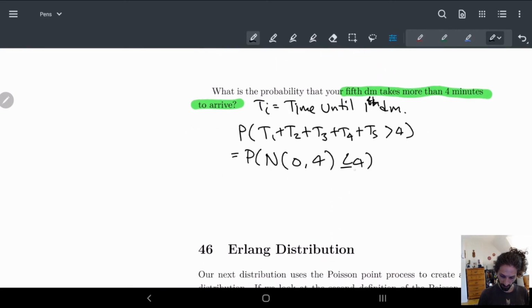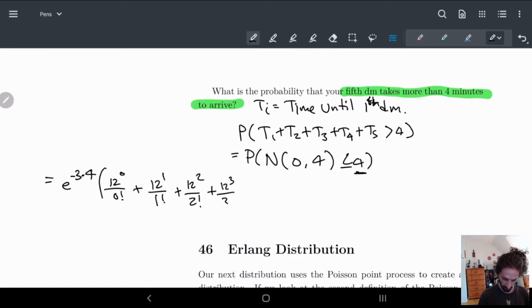So this 4 here is basically telling me, I'll do it here. We have e to the -3 times 4, and then we have to do this 4 times. So 3 times 4 is 12. So we get 12 to the 0 over 0 factorial, plus 12 to the 1 over 1 factorial, plus 12 to the 2 over 2 factorial, plus 12 to the 3 over 3 factorial, plus 12 to the 4 over 4 factorial.